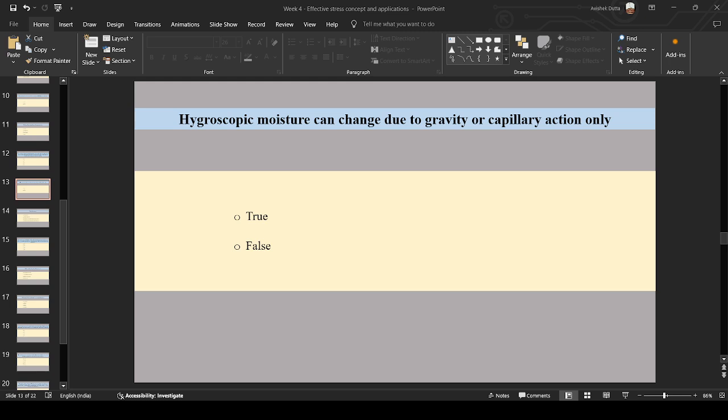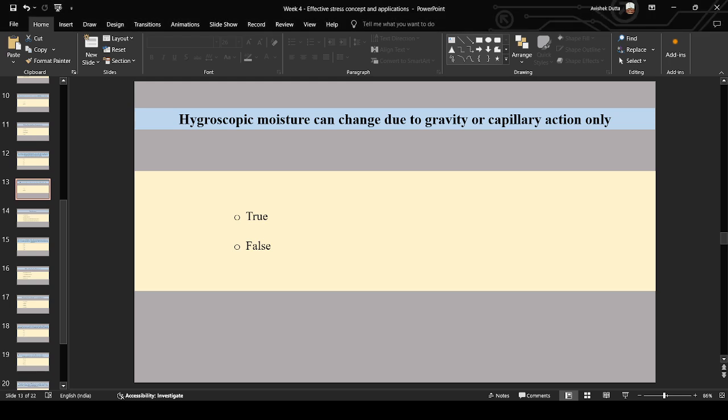Those who are joining now, write down the question on the current slide. You'll get time to solve them. So I'll just repeat the current question. Hygroscopic moisture can change due to gravity or capillary action only. This statement, true or false?